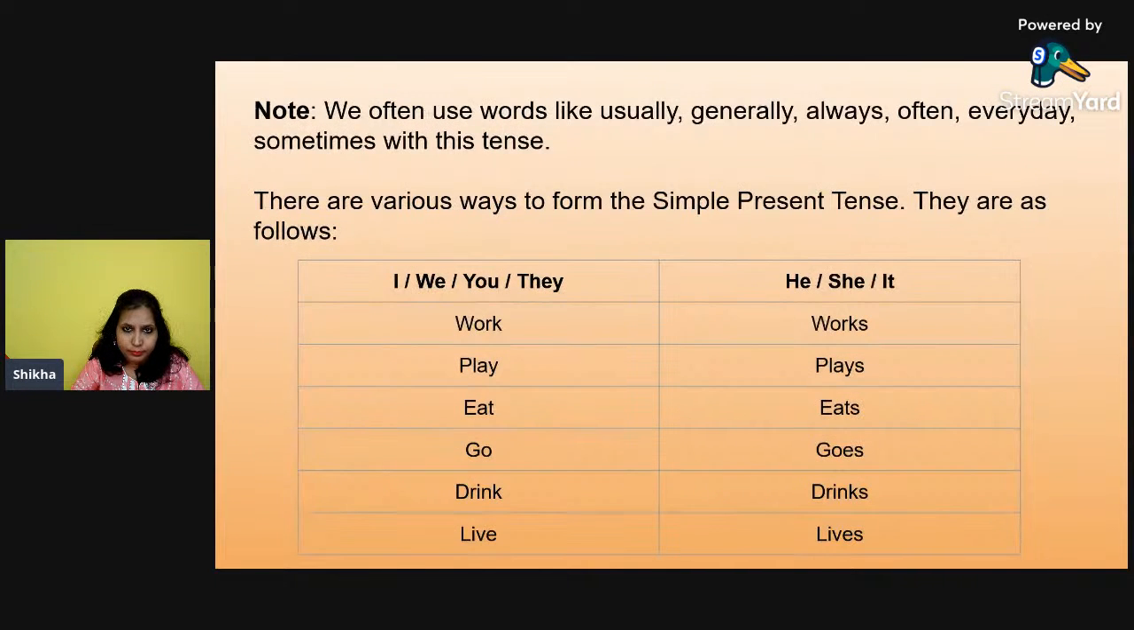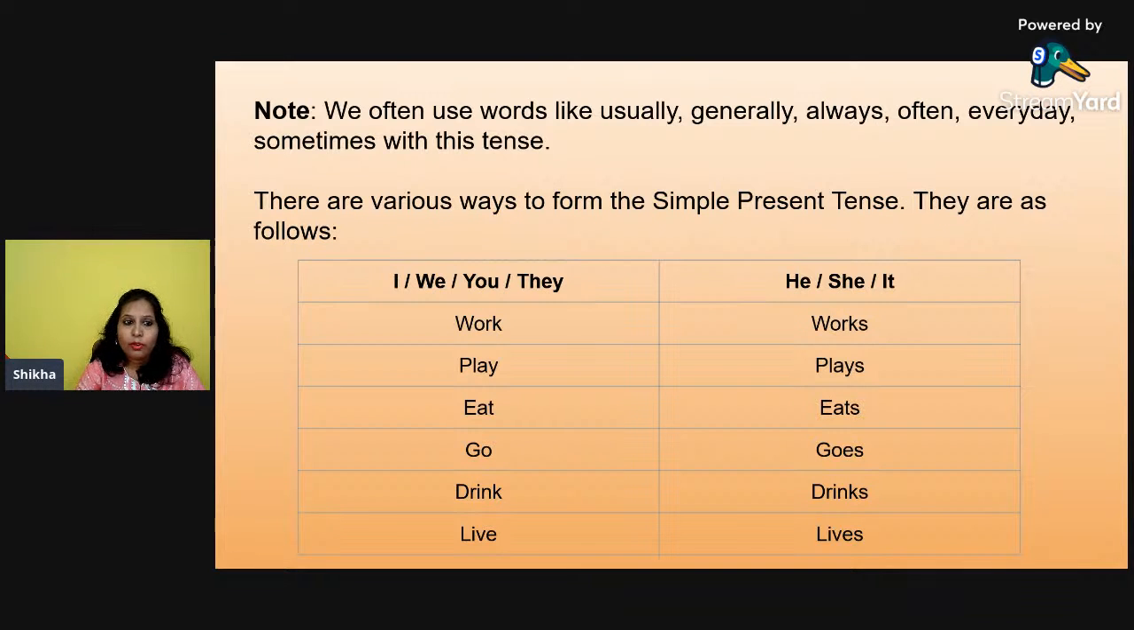Something we should note here is that we often use words like usually, generally, always, often, every day, sometimes with this tense. He often wakes up at 7 a.m. Every day he goes for a walk at 7 p.m. in the evening. In this way we can frame the sentence to say that this is a habit and it happens every day.